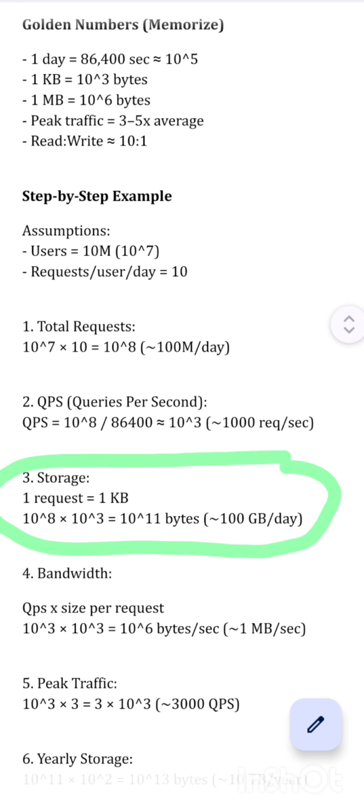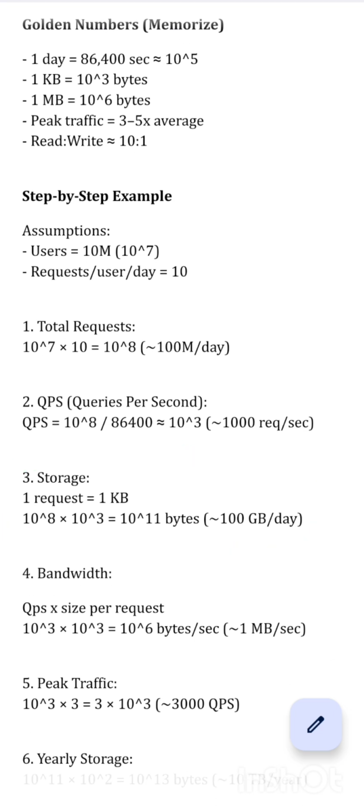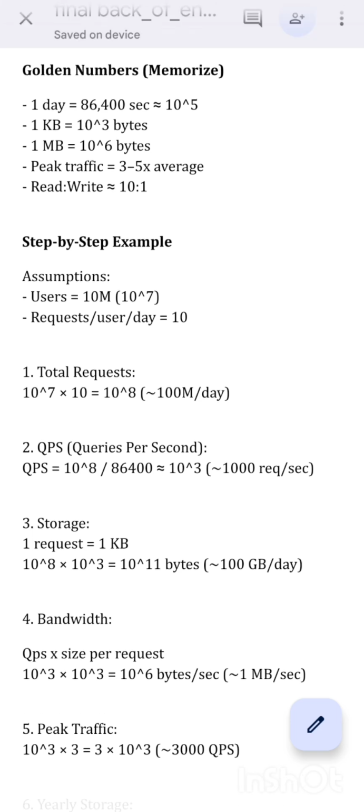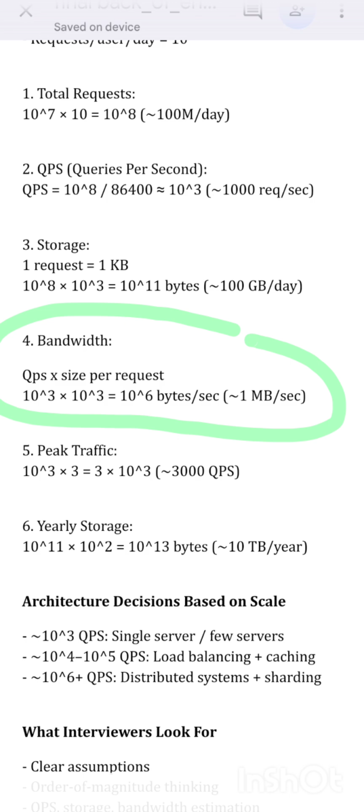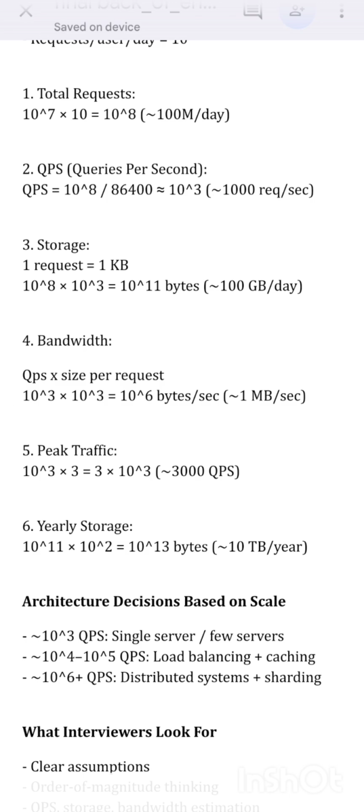Now the storage part. One request we assume is equivalent to 1 KB. So the total storage required per day would be equivalent to 10^11, which is approximately 100 GB a day. Now the bandwidth is queries per second multiplied by size per request, which is equivalent to 10^6 bytes per second, which is approximately 1 MB per second.